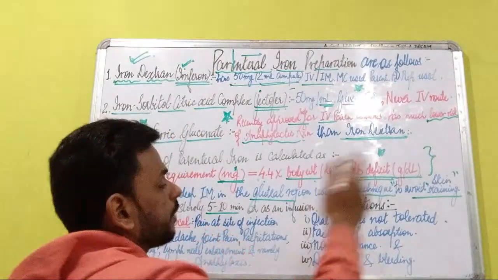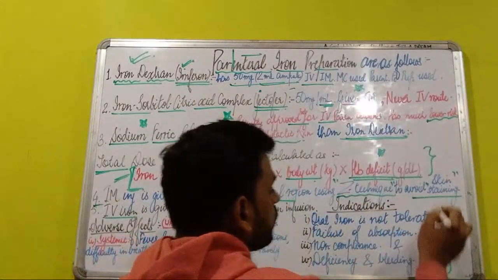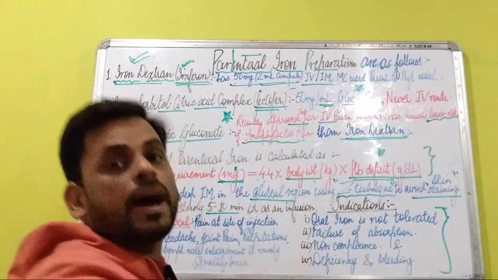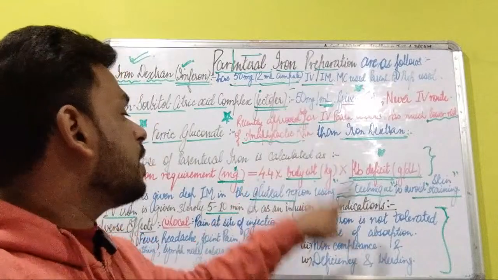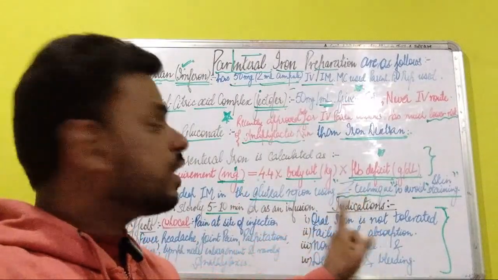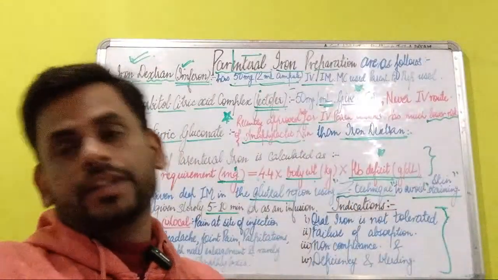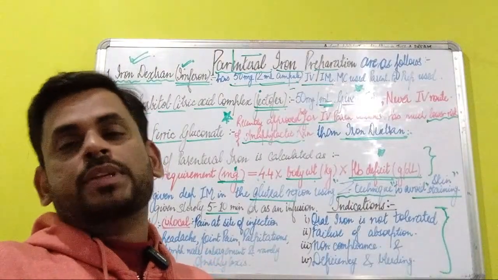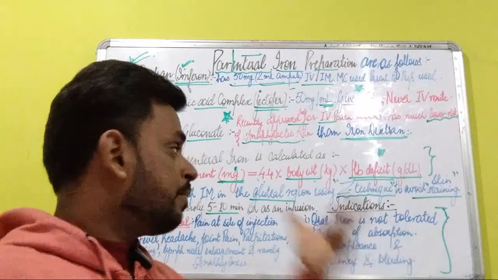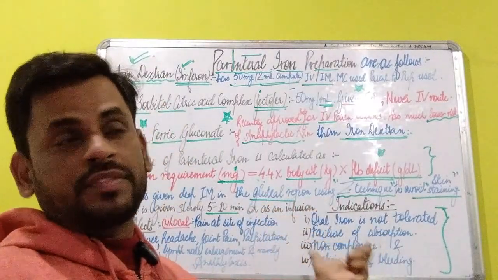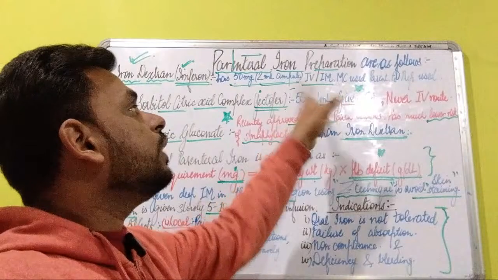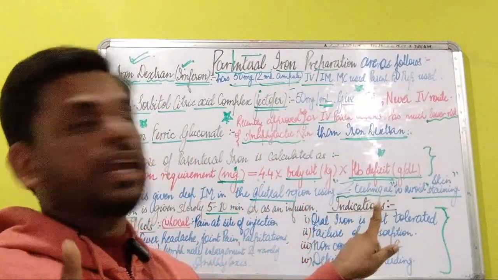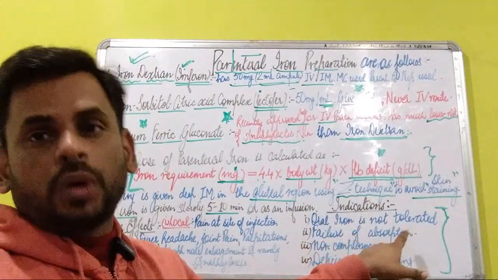Now in short, we are going to see the indications of parenteral iron preparation. The first indication is when oral iron is not tolerated. Obviously, it is given through the parenteral route, intramuscular or intravenous, whichever techniques I've discussed. So the most important indication is that oral iron is not tolerated.